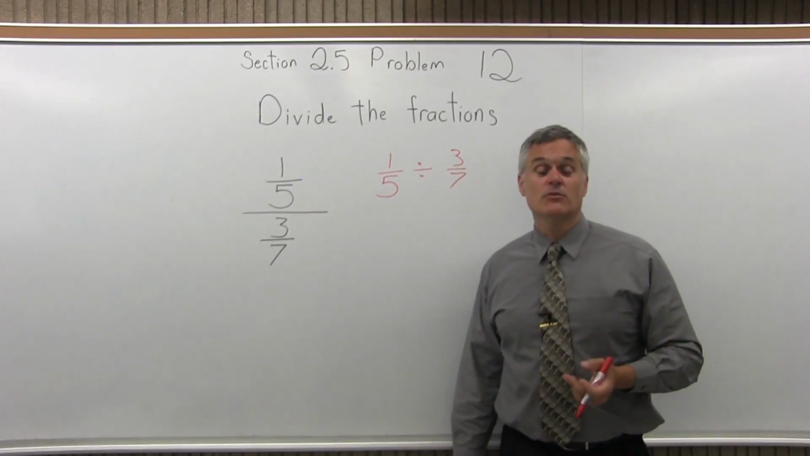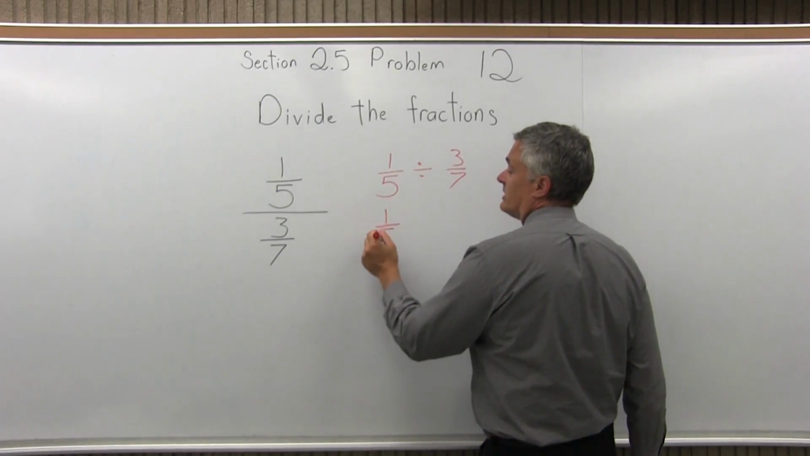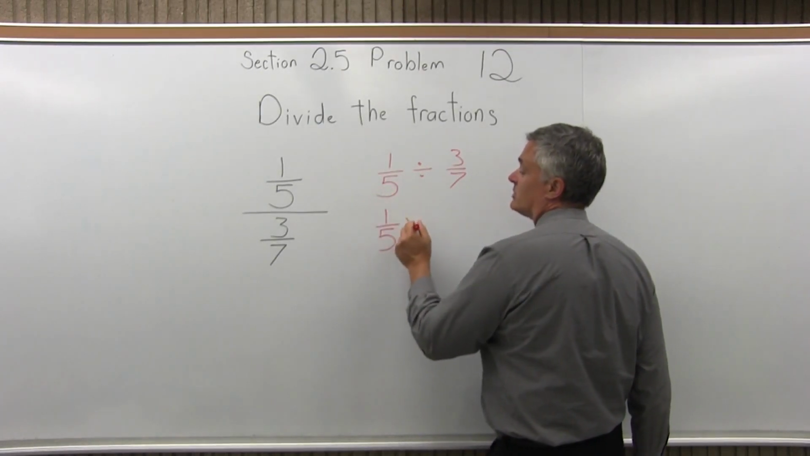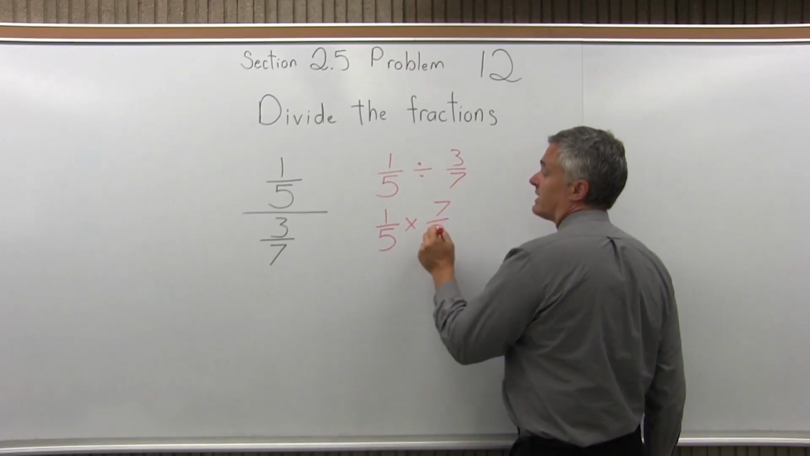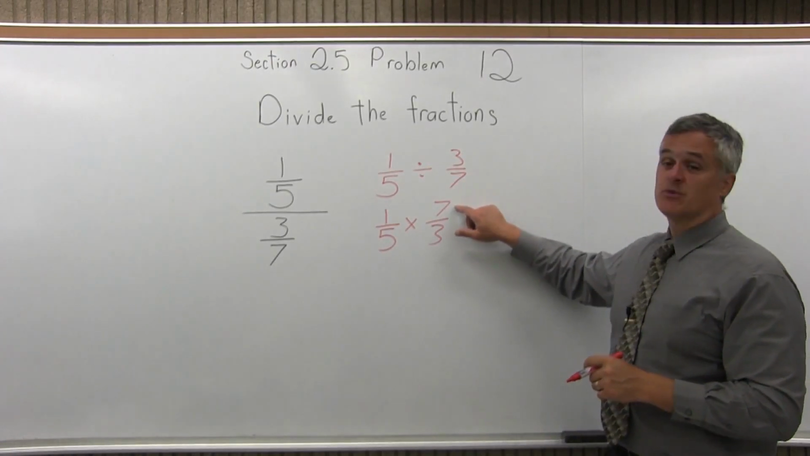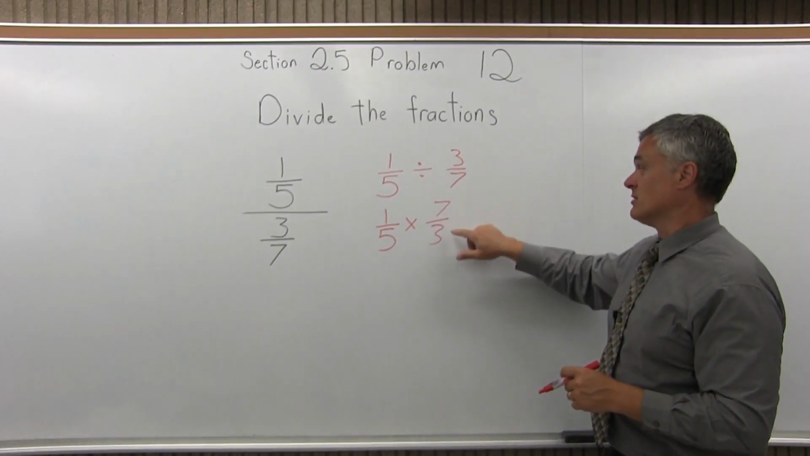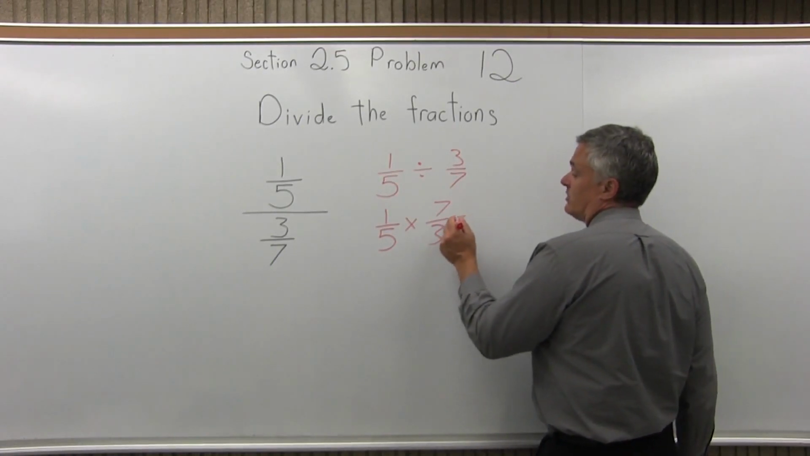So, as with any fraction division, what I will do is leave the first fraction the way it is. 1/5 will stay the way it is. I will change the division to a multiply, and then I will invert the second fraction, which means just flip it. The denominator was 7, it comes up to the numerator, and the numerator was 3, it goes down to the denominator. And now you just multiply the way you would any two fractions.